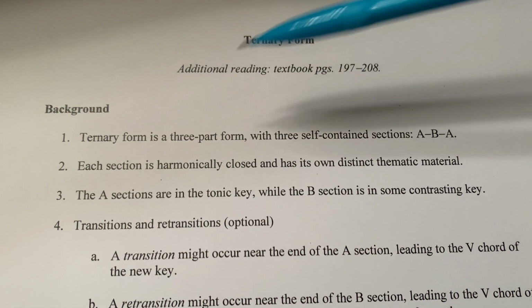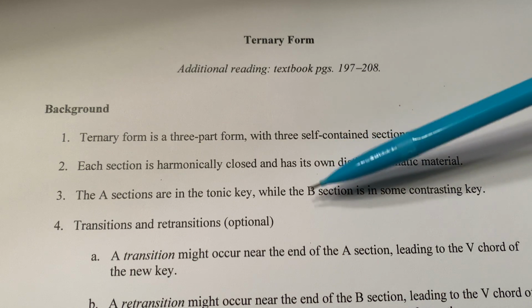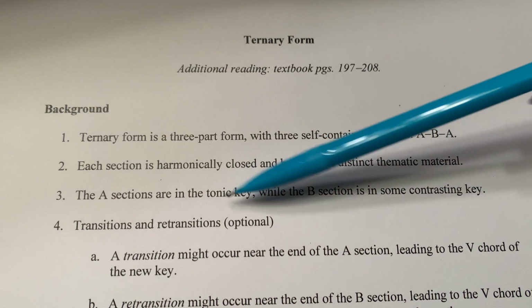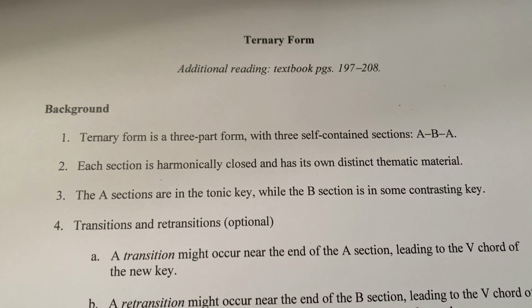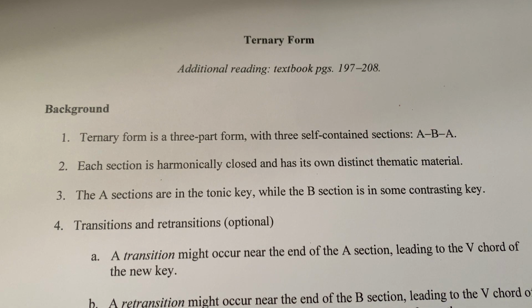The A sections in the ABA form are going to be in the tonic key, while the B section will be in some contrasting key. So A sections, tonic key, B section, some other key. Here, though, it's perfectly fine if the B section is just in the parallel mode, but there's going to be some contrasting key. If the A section is in C major, we can at least be assured that the B section will not be in C major. It could be in C minor, but not C major.